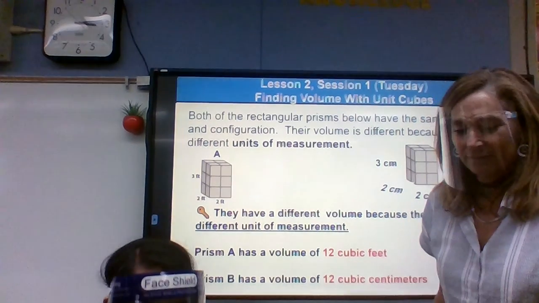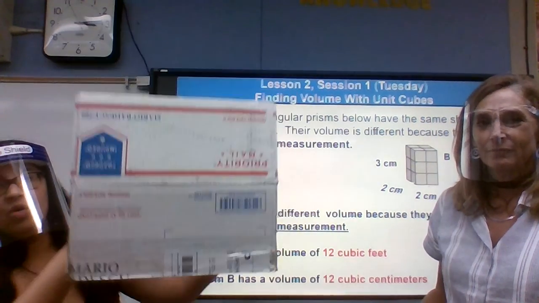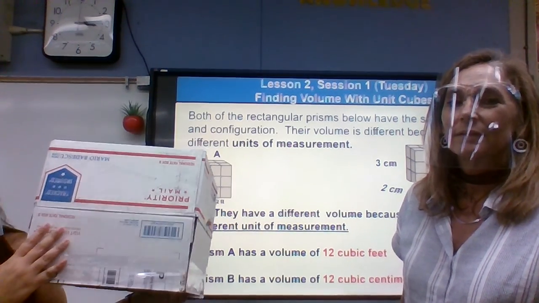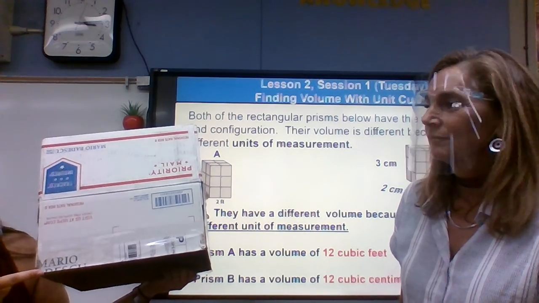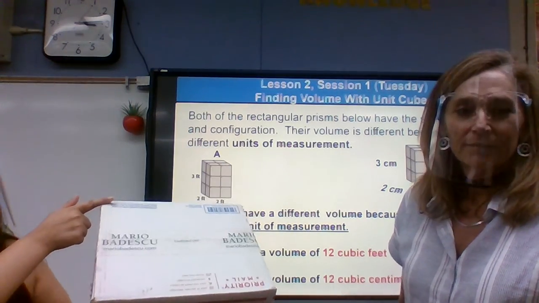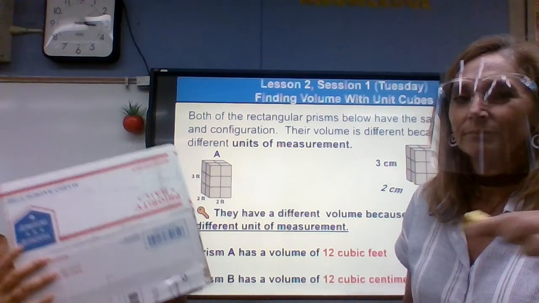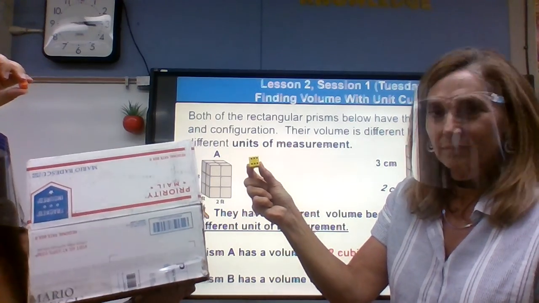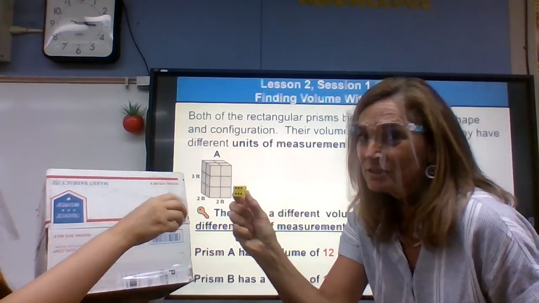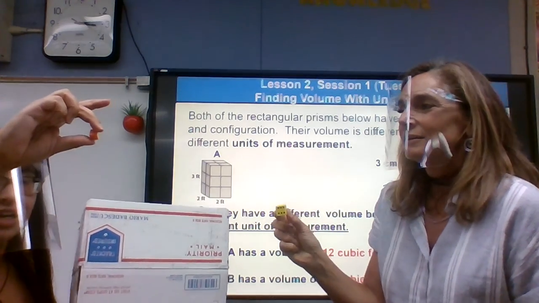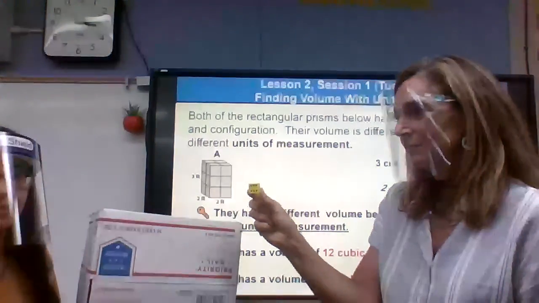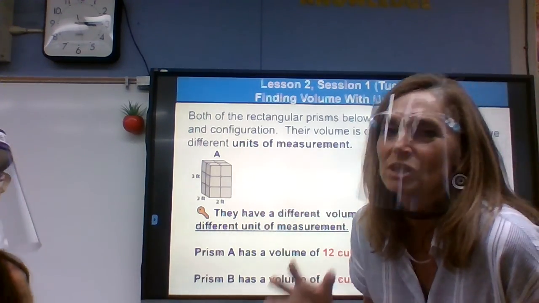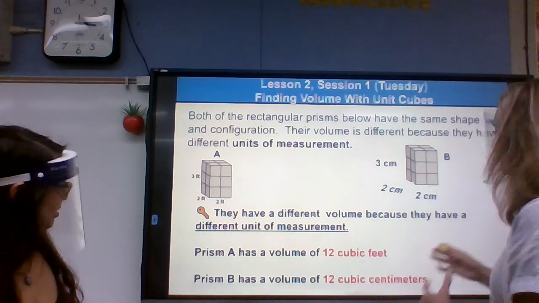But what if we want to measure something bigger? We could have a box with a volume that is bigger because it is 1 foot by 1 foot by 1 foot. It still has a volume of 1, just like these all have a volume of 1, but this is 1 cubic foot versus 1 cubic inch versus 1 cubic centimeter. Their volume is different because their measurement is different. So it's really important that we pay attention to that label. That's why we say, label your cubic inches. Label your cubic units. Label.